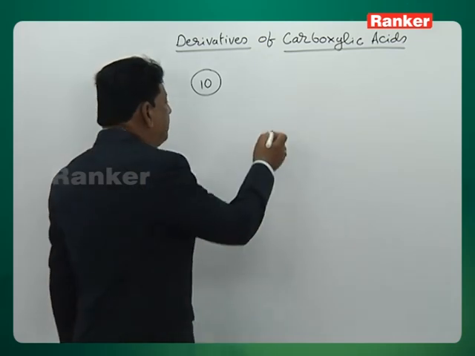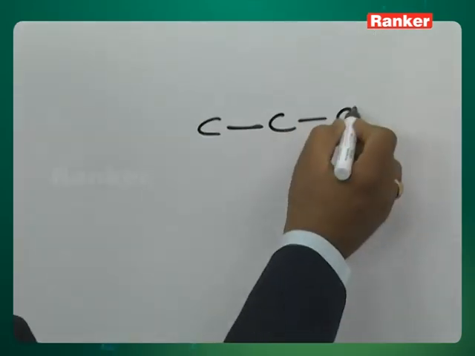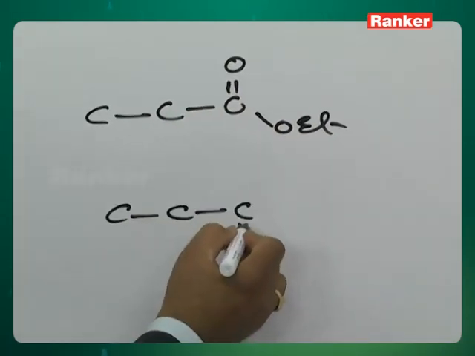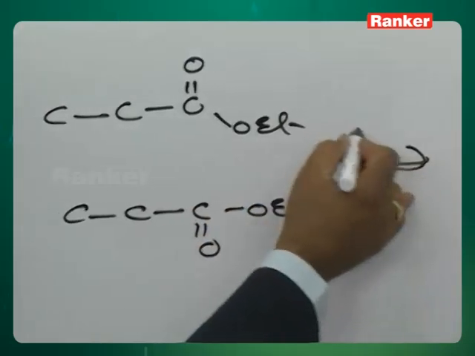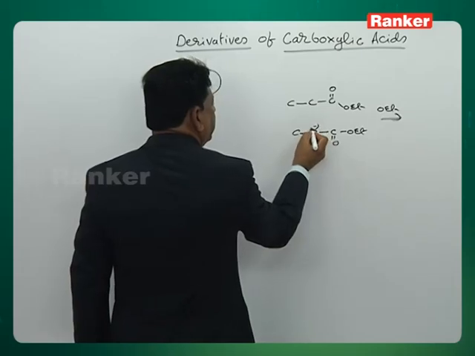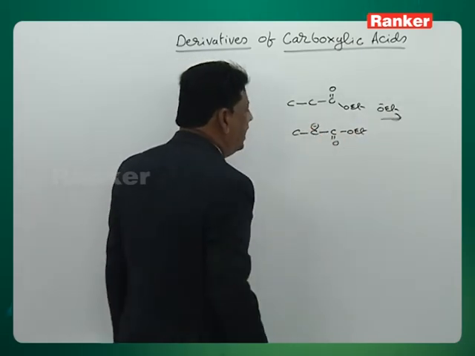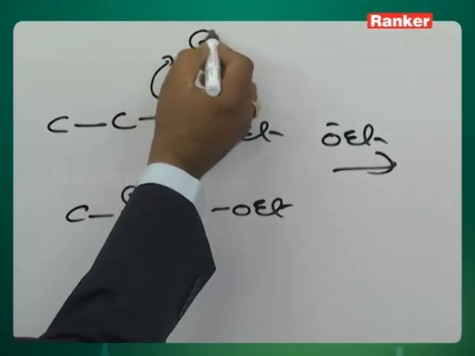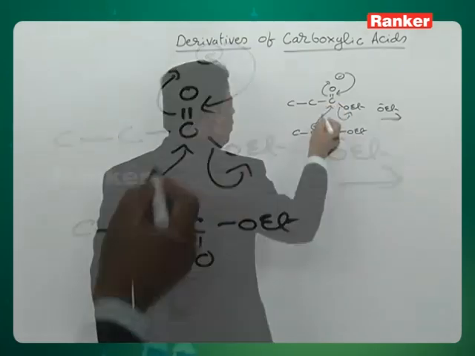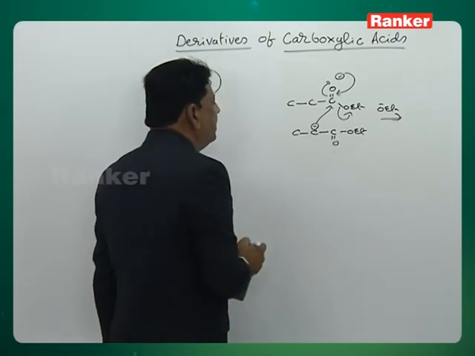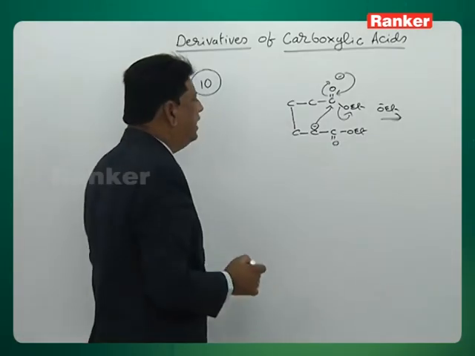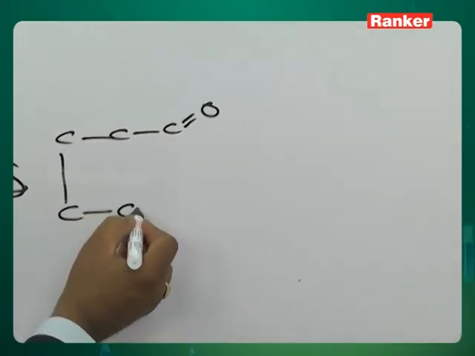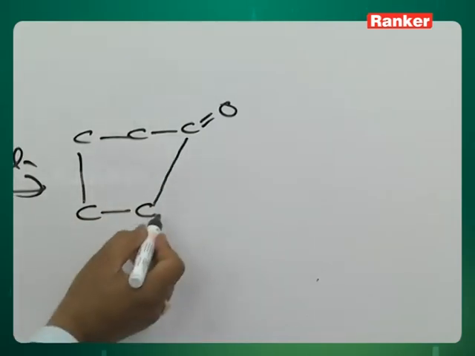Let us first explain what happens in the normal reaction. If I take two propanoic acid esters, when treated with OEt, one ethoxy group takes away the alpha proton of the ester, and you will get a carbanion. This will attack here. Once the O minus is formed, when O minus comes back, OEt will go, and a ring closure will take place here.